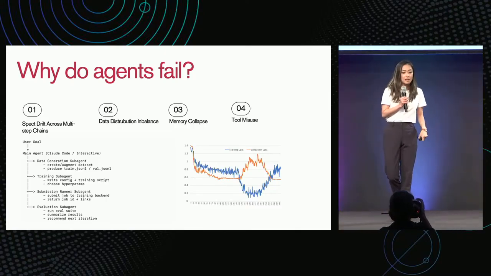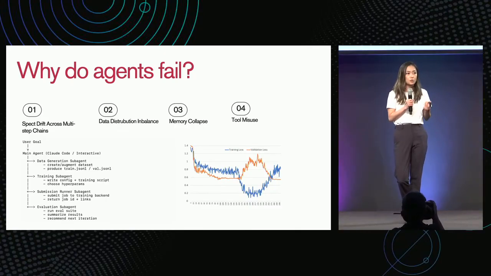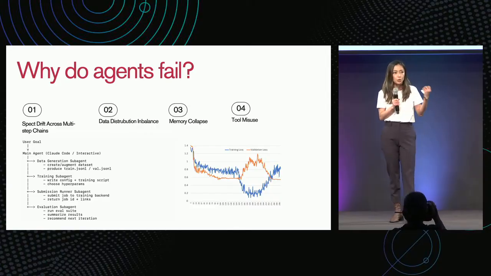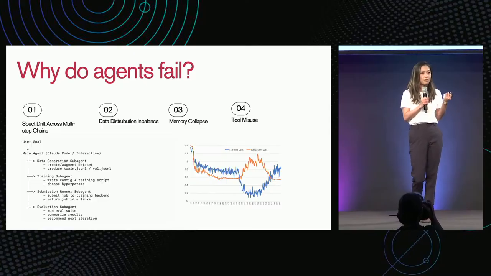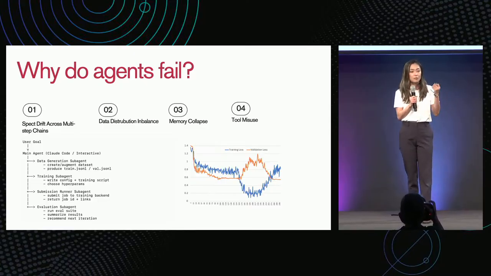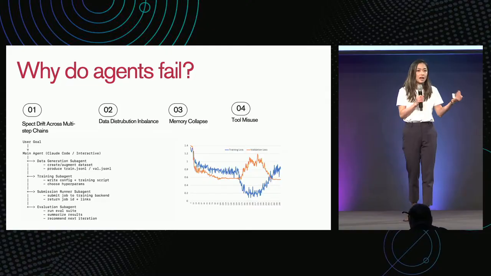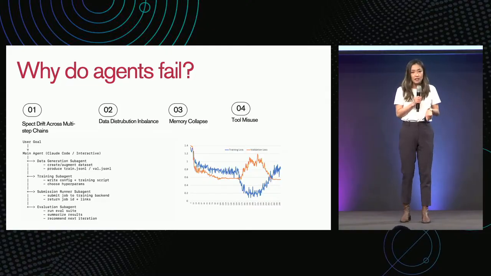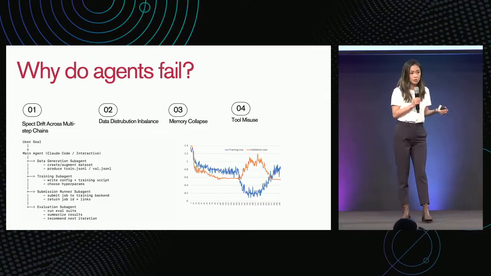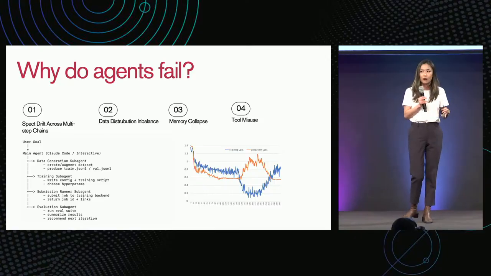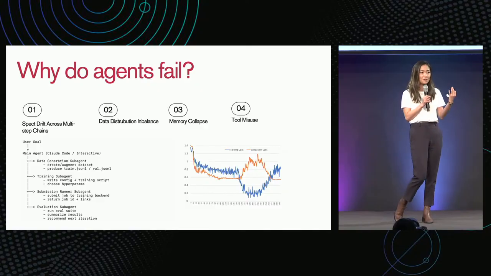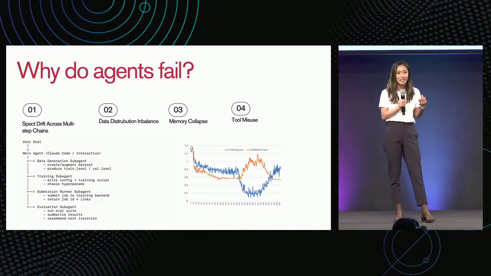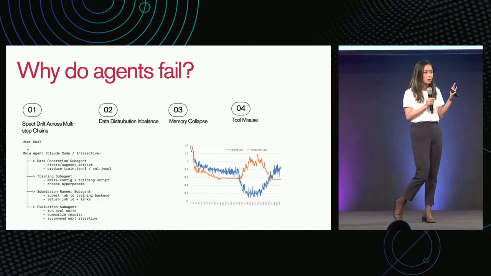And the third is memory collapse. Once you start to train your models after 20, 30 to 100 epochs, the model essentially forgets how to get the right memory config from previous times, and it starts to hallucinate. And lastly, tool misuse. This has become less of a problem, I think, this year, just because as an industry we learn how to better define tool use for agents, but it's still something to watch out for.